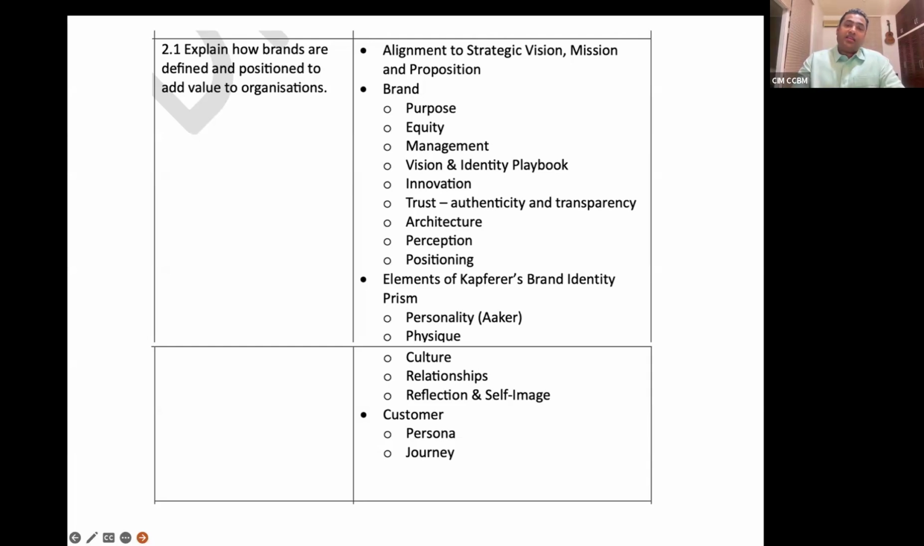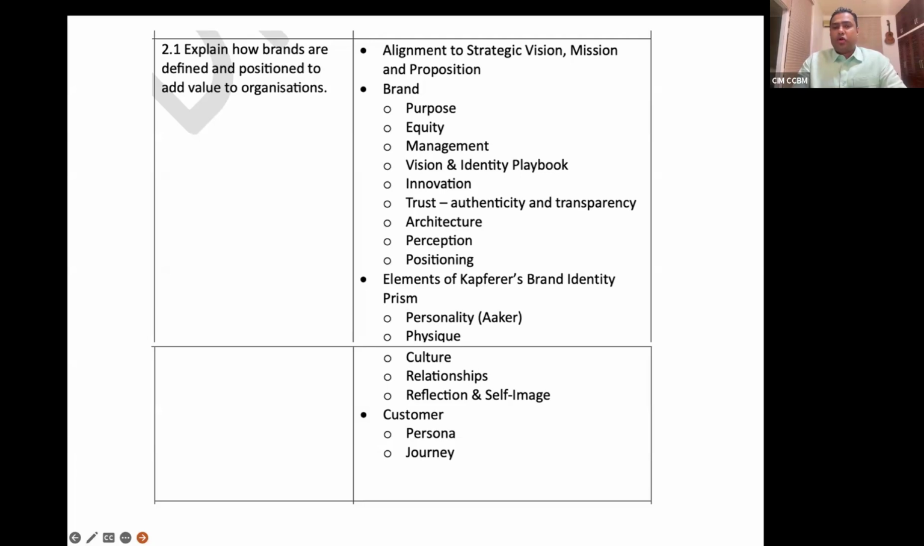We're going to look at the architecture of a brand, the components of how a brand is made up, brand perception, how a brand is perceived by others, and how a brand is positioned in the mind of the customer. So there are a lot of important words here, and you need to distinguish each and understand the meanings separately.